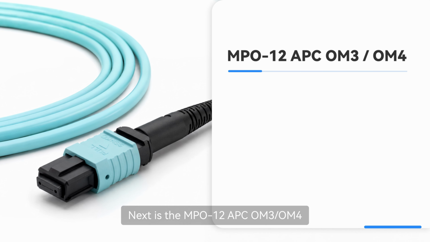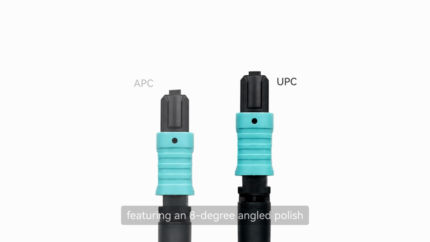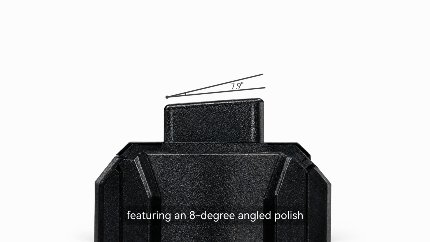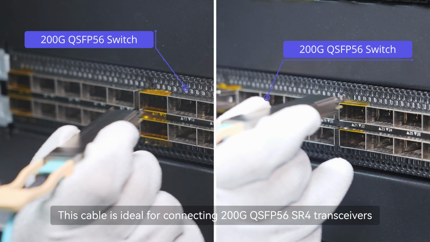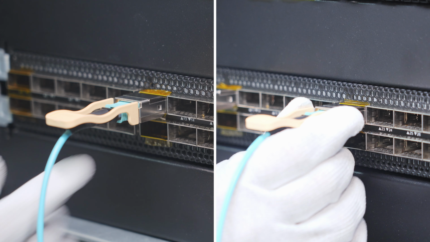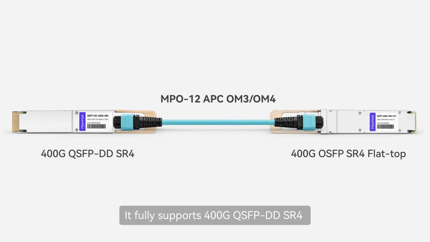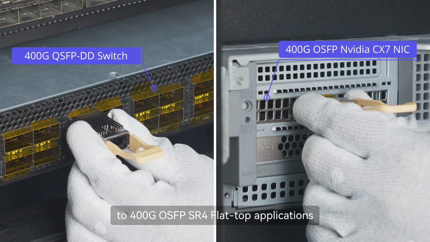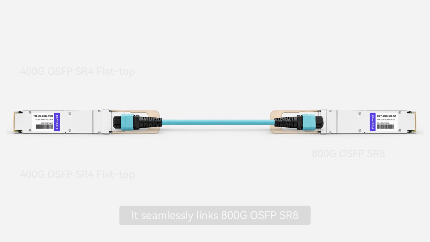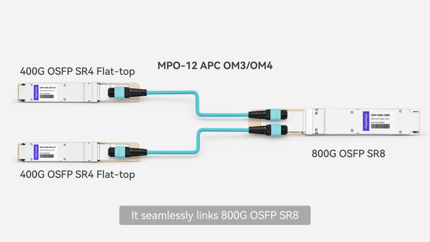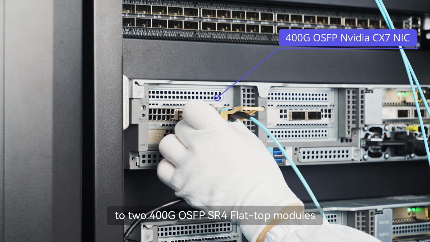Next is the MPO-12 APC OM3/OM4, featuring an 8-degree angle polish. This cable is ideal for connecting 200G QSFP56 SR4 transceivers. It fully supports 400G QSFP-DD SR4 to 400G OSFP SR4 flat-top applications. It seamlessly links 800G OSFP SR8 to two 400G OSFP SR4 flat-top modules.